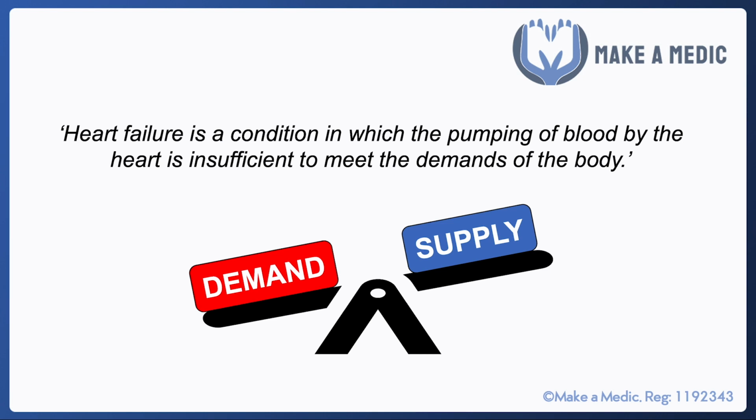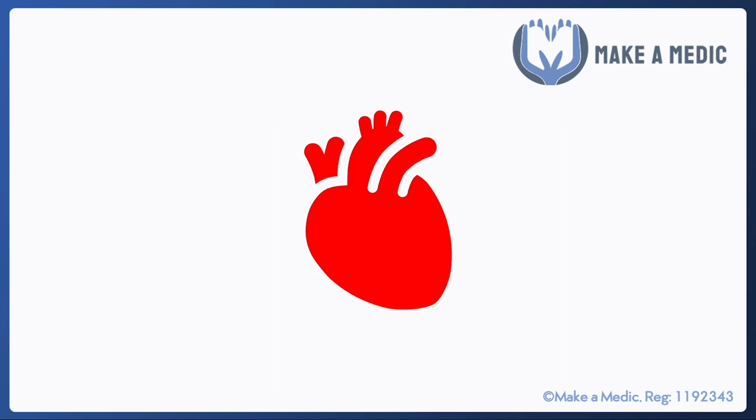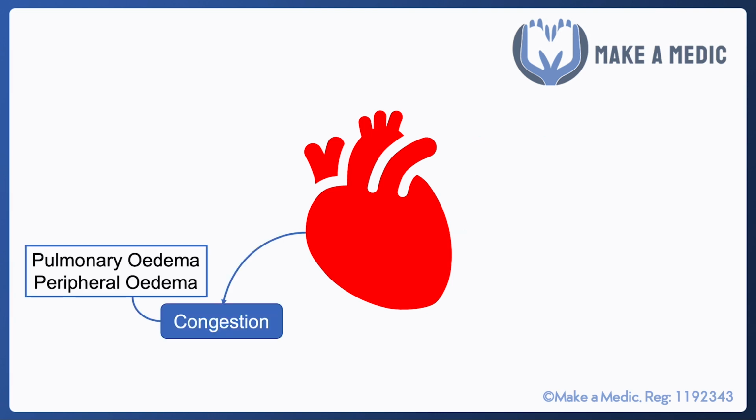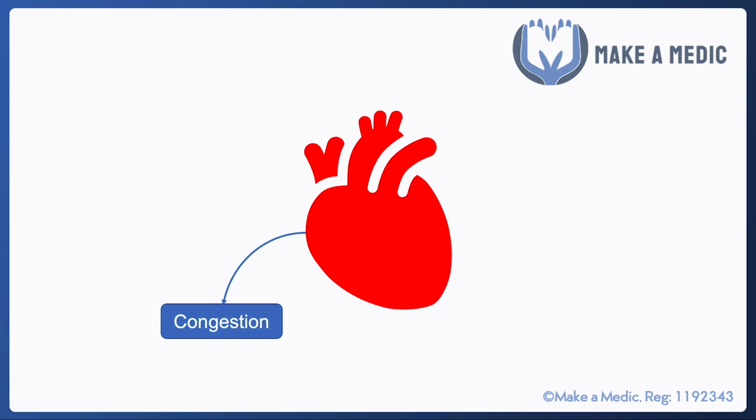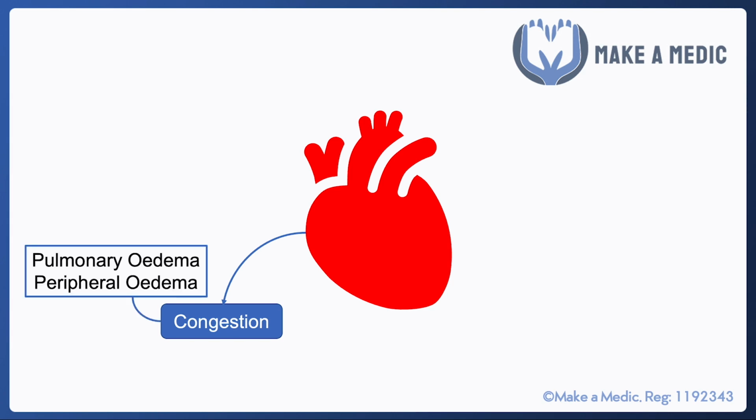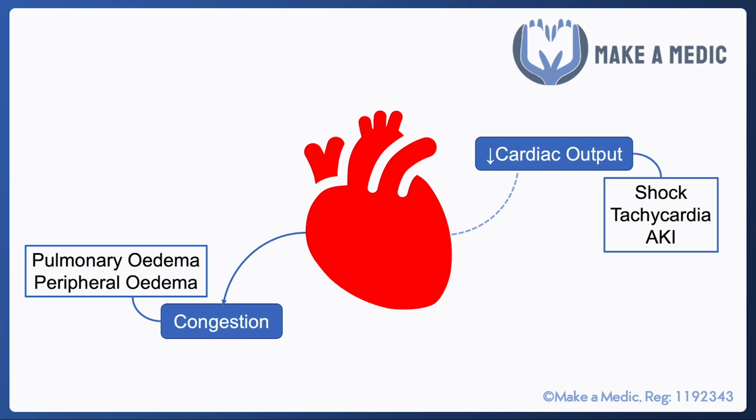So it is quite literally just a supply and demand issue, but the ways that it manifests are a little bit varied. To break it down to absolute basics, we have blood going into the heart and we have blood coming out of the heart. If blood isn't coming into the heart quite as well, it leads to congestion in the right side of the heart that causes peripheral edema, and on the left side it causes pulmonary edema. And if the heart is unable to pump out blood effectively, it leads to a drop in cardiac output, which in turn leads to various other problems such as shock, tachycardia, and AKI.